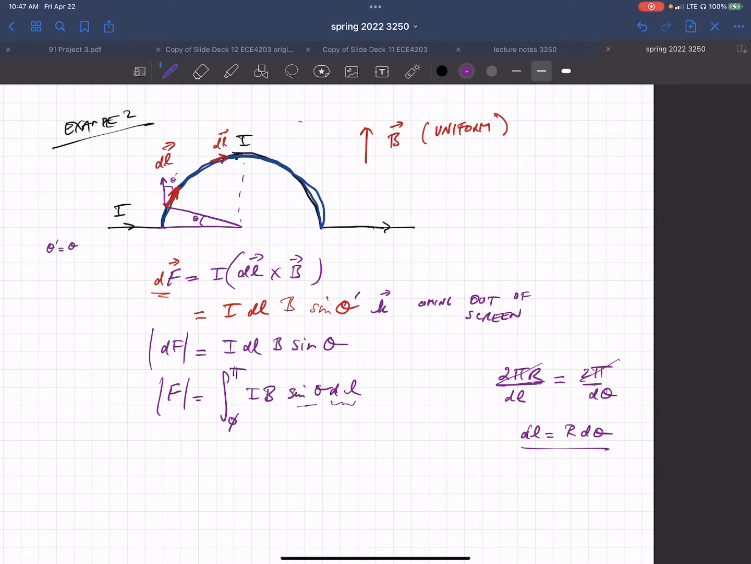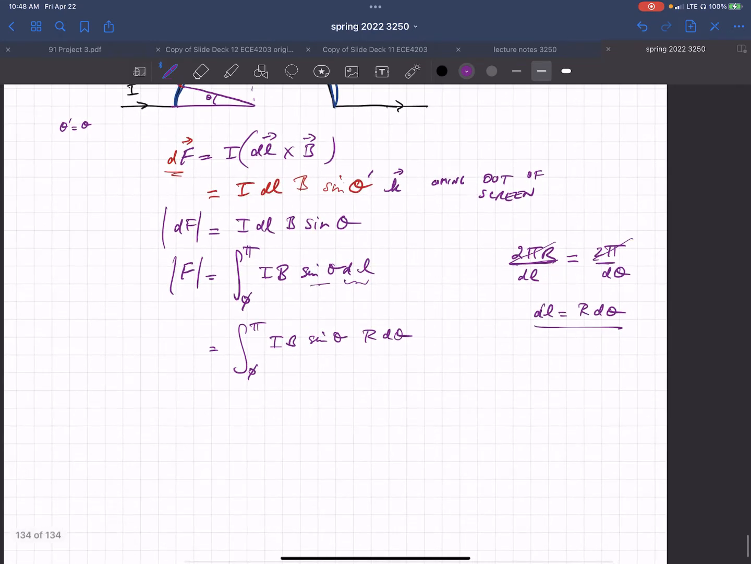Basically, the idea is that you're trying to replace this thing by an idea of how many of these wedges you would get. You have to multiply it by r times that angular wedge. And so I get the integral from 0 to pi of I B sine theta r d theta. So I'm going to pull out I B R, and I'm going to end up with the integral from 0 to pi of sine theta d theta.